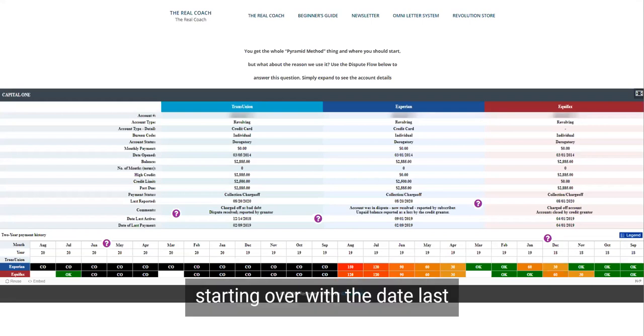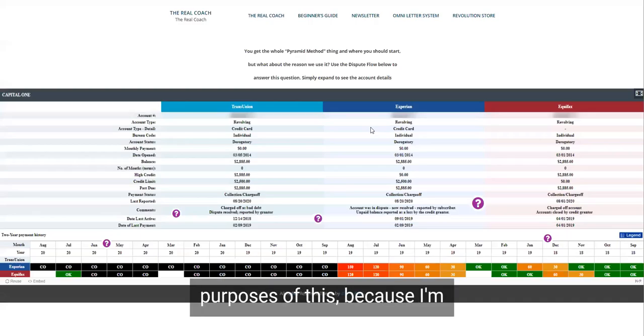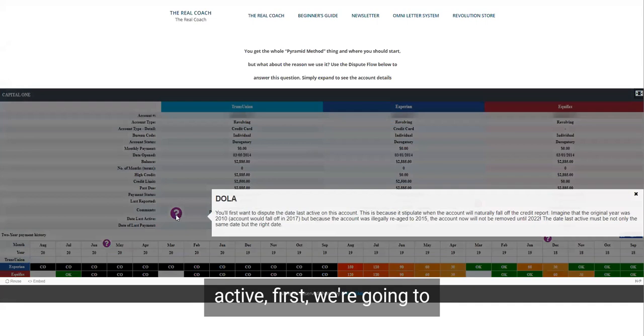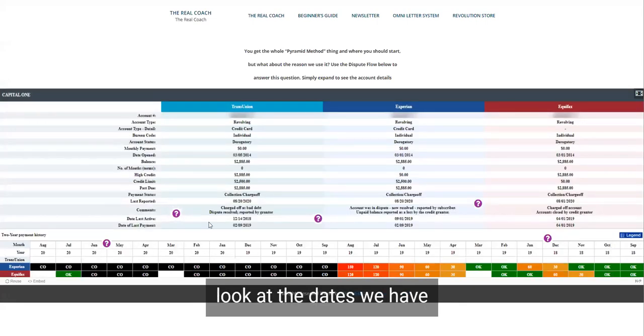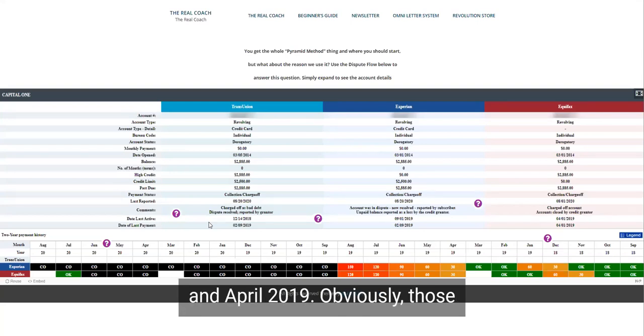So if you're driving, maybe you'll want to watch this later, or if you're at work, just pay attention real quick. So starting over with the date last active, we're going to click on the question mark, and you can actually use this button right here at the top right to make this wider. But for the purposes of this, because I'm only recording a portion of my screen, I'm not going to do that. So if I click on this one right here with the date last active, first we're going to look at the dates. We have December 2018, September 2019, and April 2019. Obviously, those are not the same dates, right?